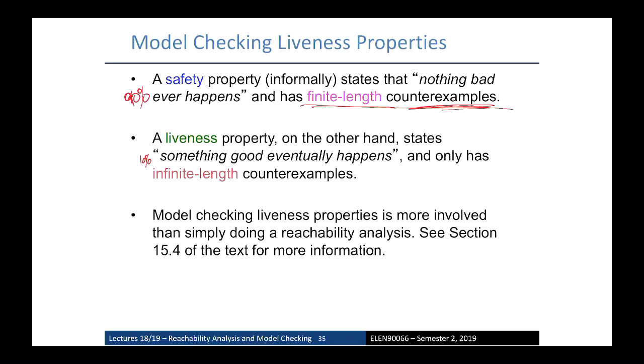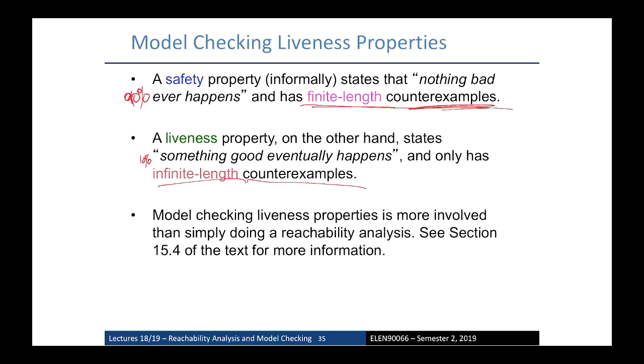Now, the kicker is, for liveliness, it's the opposite. The only counterexamples you can have are infinite length, right? Because the liveliness property says something eventually happens. So the only counterexample you can have is that it is an infinite proposition, right? Because you have to prove that it can never happen. So it's very difficult to check infinite length counterexamples.